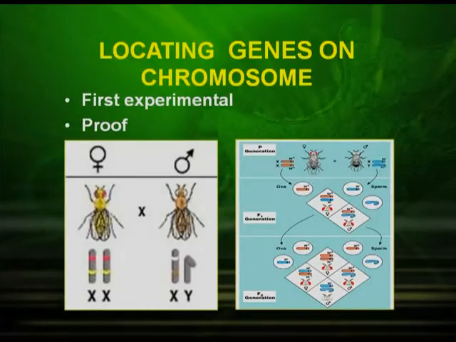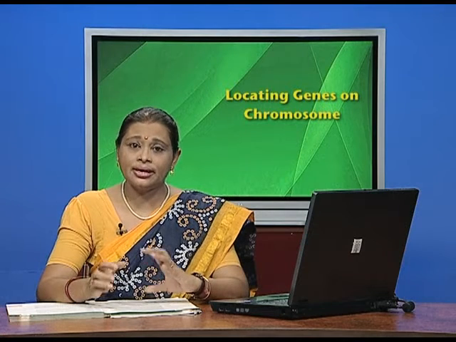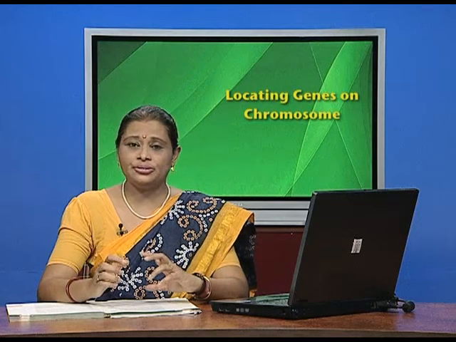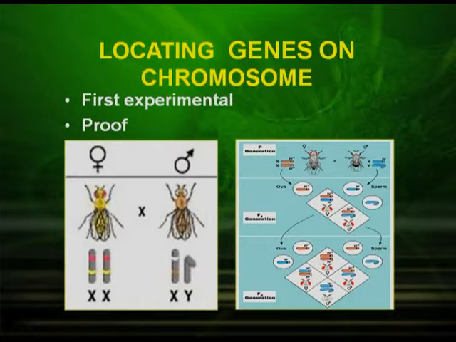Now, let us see how Morgan performed his experiment and how he was able to locate the genes on chromosomes. Let us go into the picture. Here you can see the parent generation, the red-eyed and the white-eyed. The red-eyed was the dominant one and the white-eyed was the recessive one. In the F1 generation, he obtained all red-eyed Drosophila. Now, let us see what happened in the F2 generation.